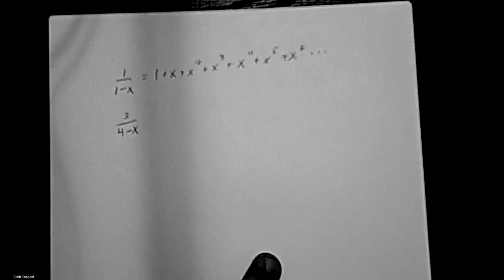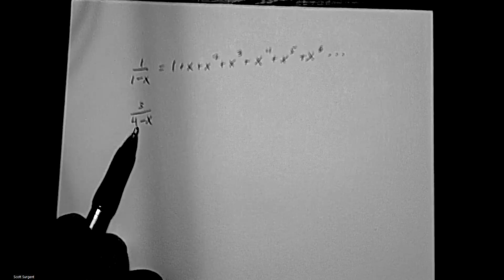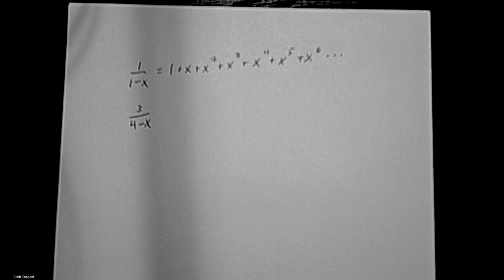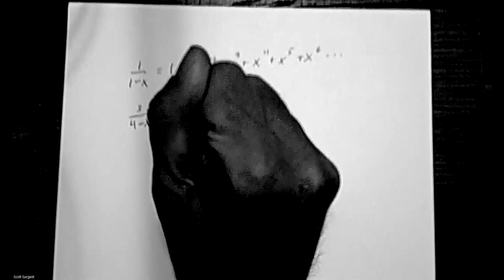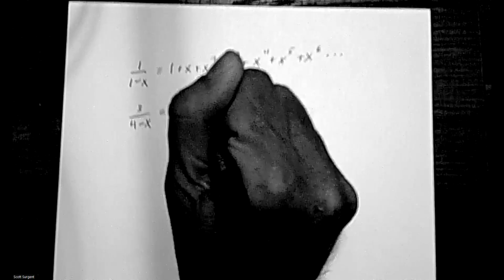All right. So I need to make this look like this. I need a 1 where the 4 is. So what I'm going to do is factor out a 4. In fact, I'm going to factor out a 3/4. Check this out.